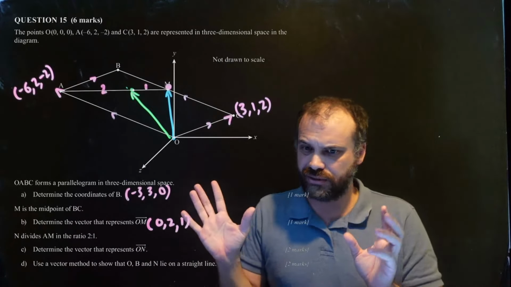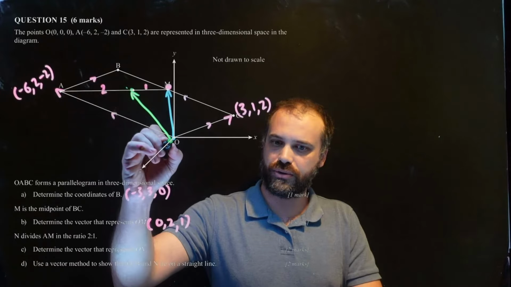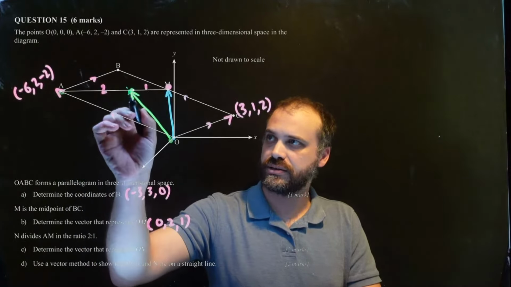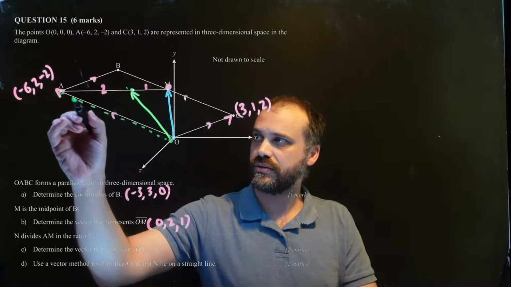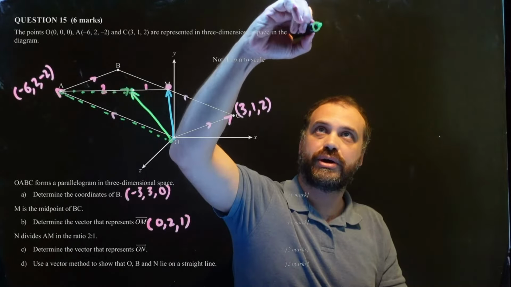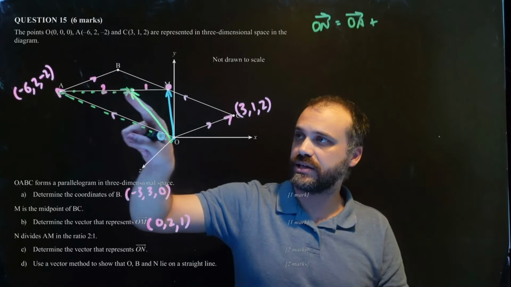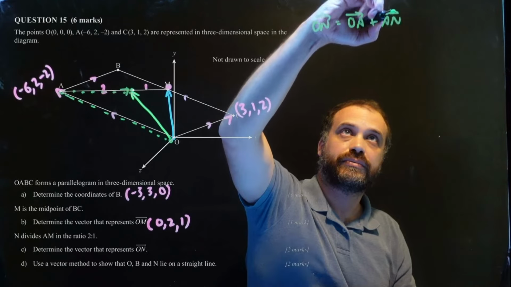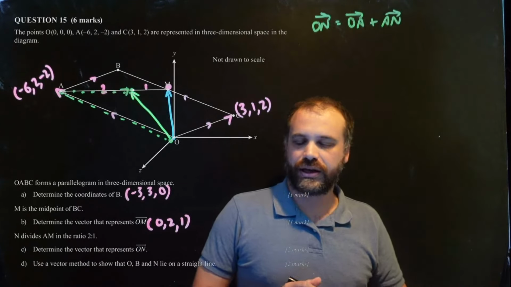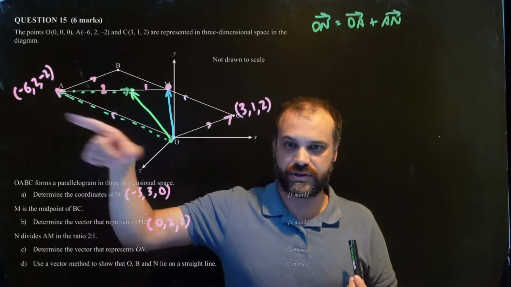Now, I think there's like 10 million different ways that you could solve this, but I'm going to solve it by traveling from O to A, and then from A to N. So I'm going to travel along here, and I'm going to travel along here. Because I can say that vector ON is equal to vector OA plus vector AN. We're doing a linear combination of vectors to come up with this vector here. Okay, luckily I already know what vector OA is. It's this, -6, 2, -2.